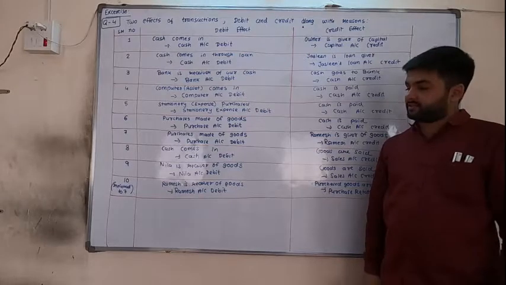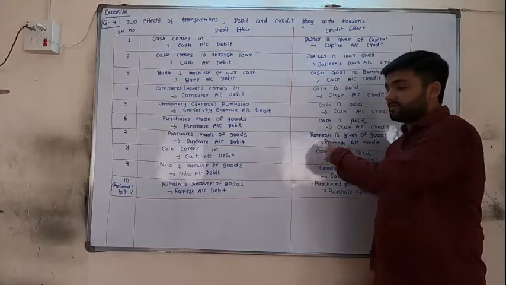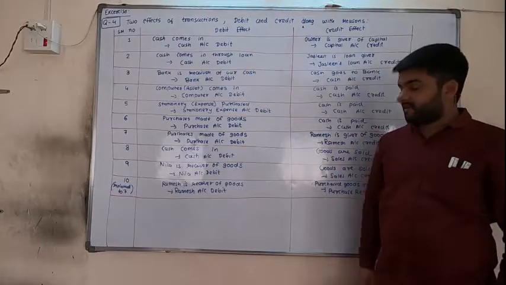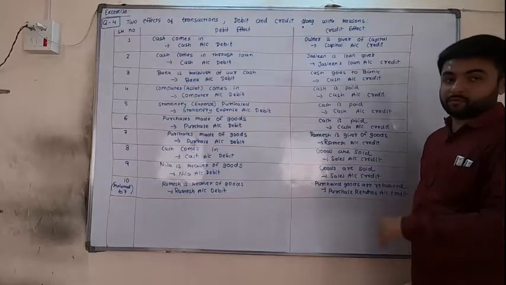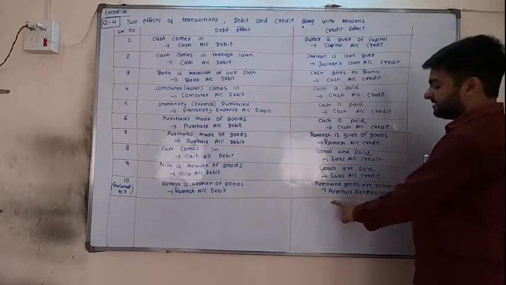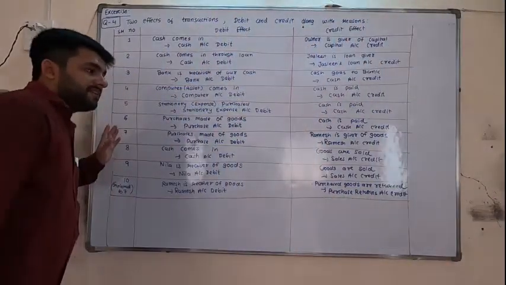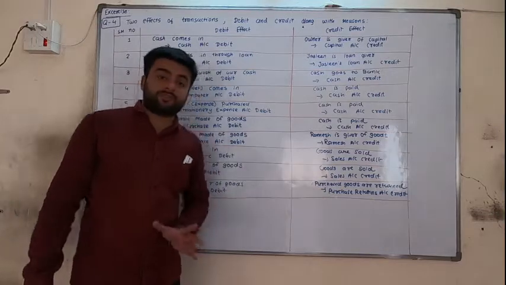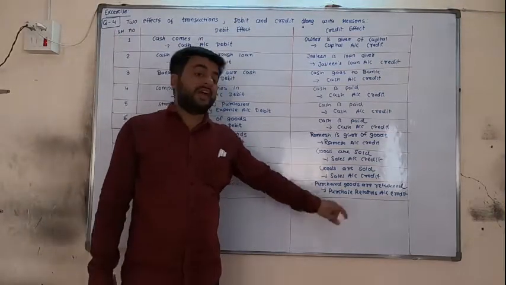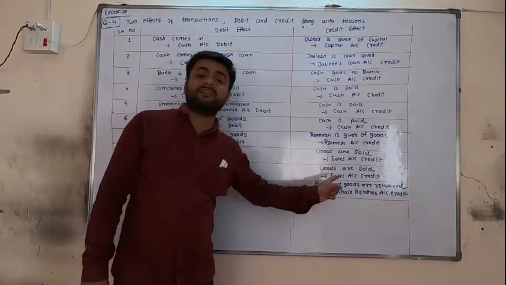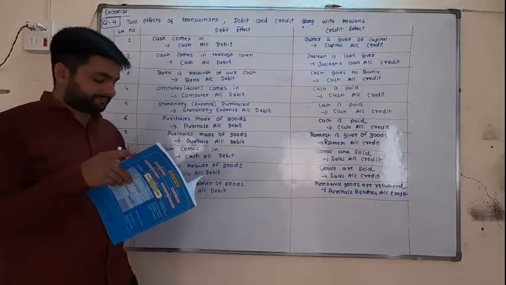Now in the 10th transaction, we are returning the goods. So first Ramesh was the giver, now Ramesh is the receiver. First goods were coming in through purchase, now goods are going out, goods are returned, so purchase returns. Always remember in accounts, purchases are debited, sales are credited. Now the opposite. If purchases are debited, purchase returns are always credited, and in the same way sales are always credited, so sales return will always be debited. Now it will come in the next transaction.